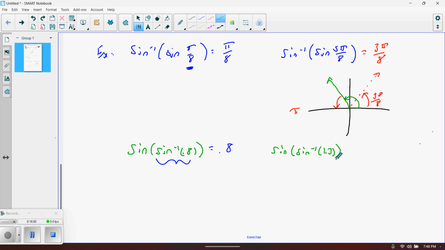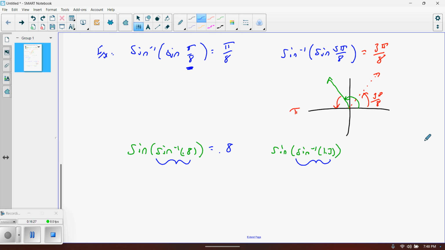Well, this one has an issue because this is trying to tell me that the sine inverse of 1.3 is something. Well, it doesn't make any sense because, again, sine itself is restricted from -1 to 1, so there's no angle that's ever going to give me a sine value of 1.3. It can't. It has to be in between -1 and 1. So in this case, this is completely undefined.